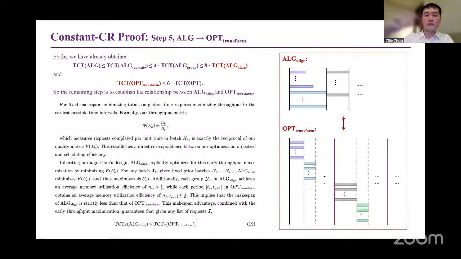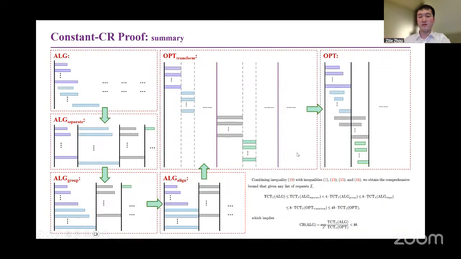Sorry, compare with AlgAlign. We find that they have the same pattern, and with some rigorous comparison, we can find AlgAlign is rigorously bounded by OPT-transform. Combining all of these, we can finally prove the total completion time of this algorithm is bounded by 48 times the total completion time of OPT, which is to say the competitive ratio is bounded by 48, which is a constant. I think this is a very amazing result. Actually, this 48 is a very, very loose approximation.